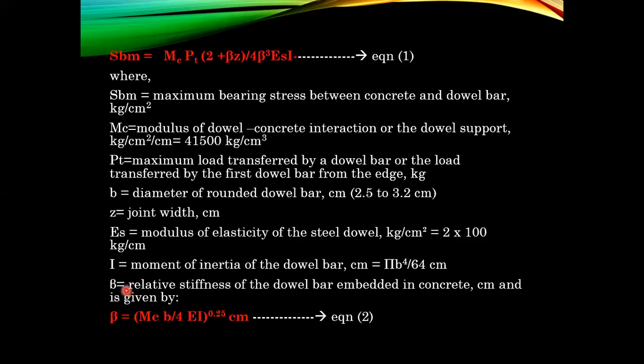Last term, that is beta. Beta means relative stiffness of the dowel bar embedded in the concrete. That is given by this formula. The value of MC they have given here, 41,500. B, diameter value also you know. E value also you know. Next, I value we will be finding out in this step. This is the concept.